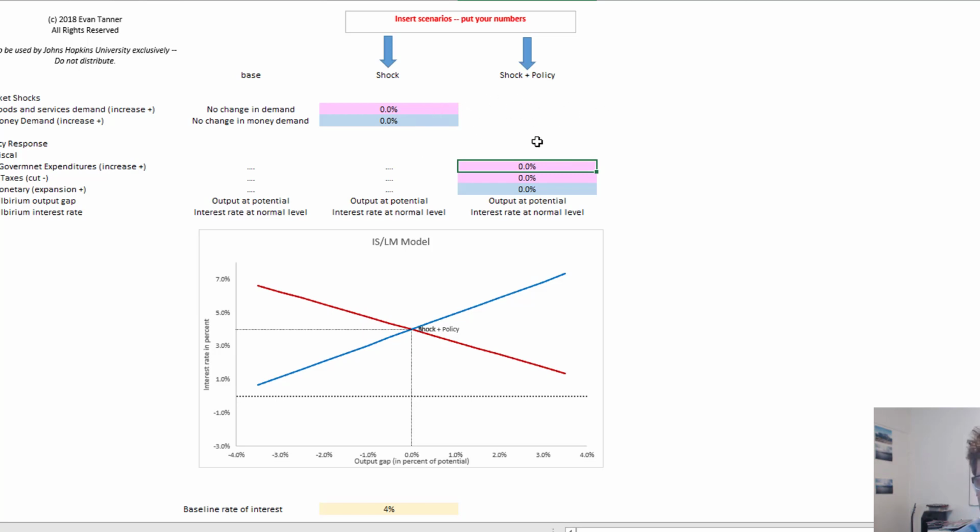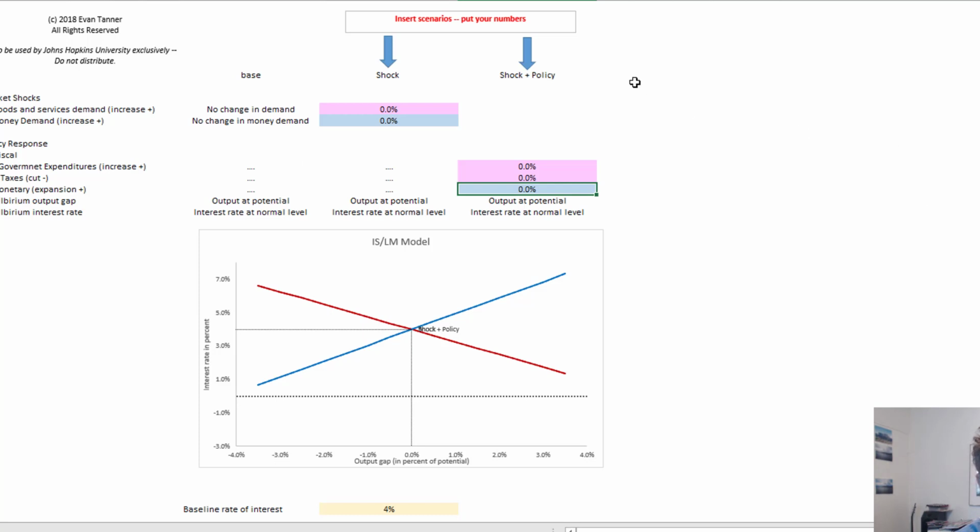Now, in terms of policies, these shocks will carry over into this next column here. You don't have to repeat them. They are implicitly there, so whatever number you put here will be implicitly in this scenario. And then you think about, well, the government may counteract that by, for example, some kind of fiscal policy, or they may also counteract the shock with some kind of monetary policy.